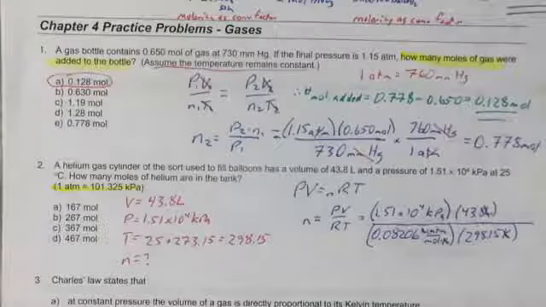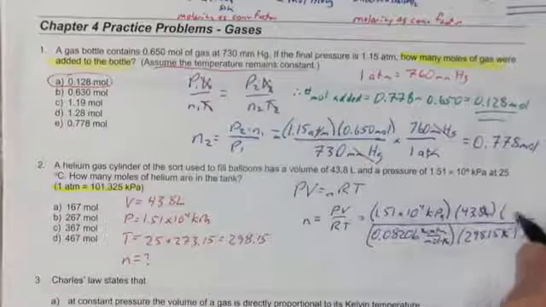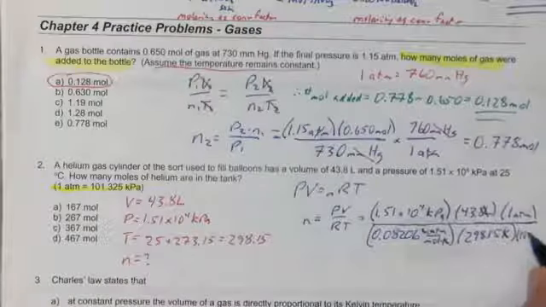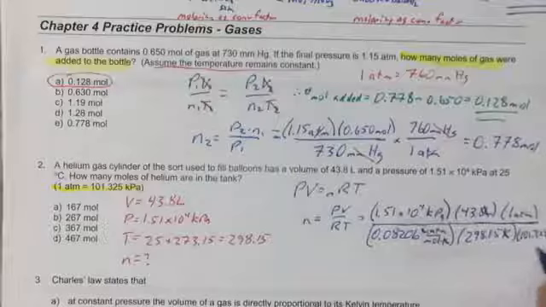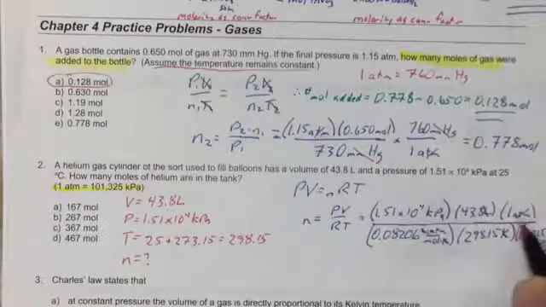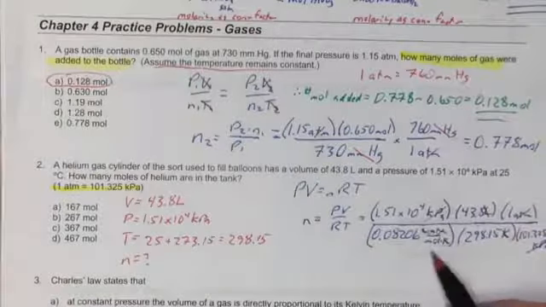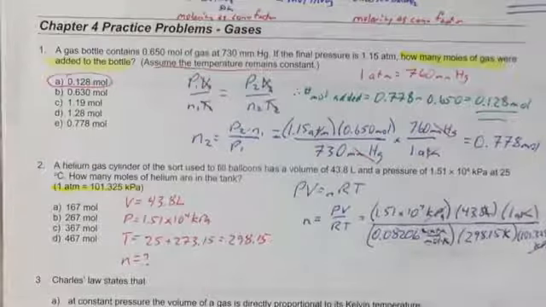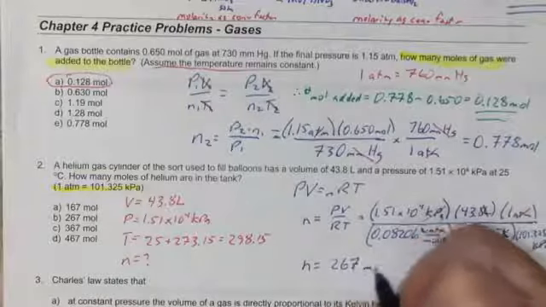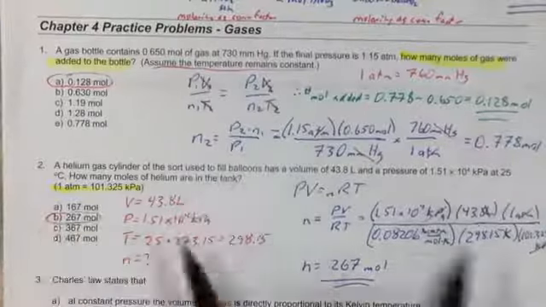And to get this conversion factor, I need to put atmospheres up in the numerator, so that 1 atmosphere in the numerator is equivalent to 101.325 kilopascals. And so now atmospheres in the numerator cancels this atmospheres, kilopascals in the denominator cancels kilopascals. We end up with mole as our units, and so n calculates out to be 267 moles. So the correct answer to number 2 is choice B.